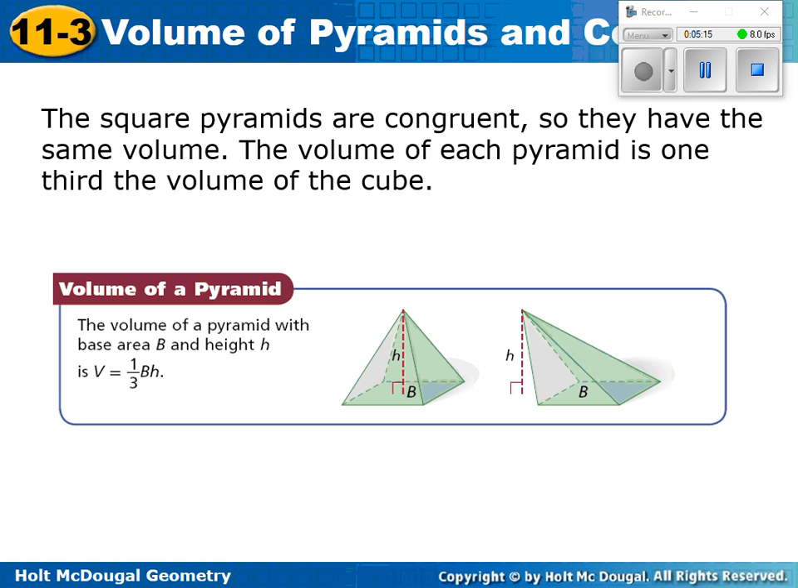So if the volume yesterday was capital B H for a prism, what's going to be the volume today for our pyramid? 1/3 of that. You can take the volume from yesterday and divide it by 3. So that is your volume formula for anything that comes to a point, which means really all you have to do extra today is just divide the volume you did yesterday by 3 or multiply it by 1/3. That is not difficult. So volume is 1/3 area of the base times the height if it's a pyramid or a cone.